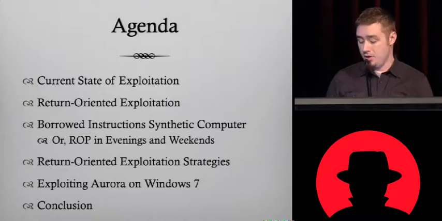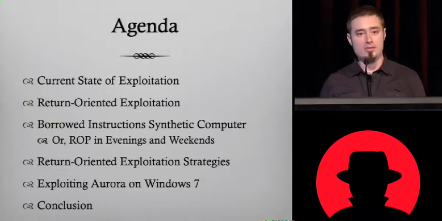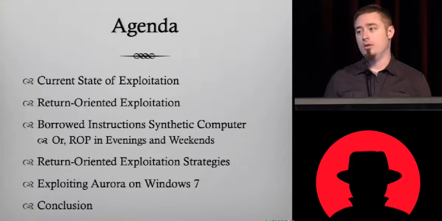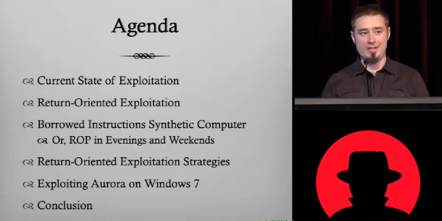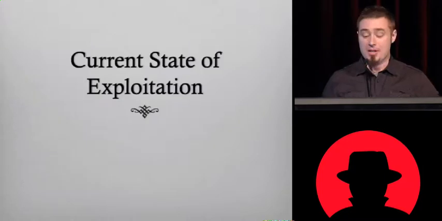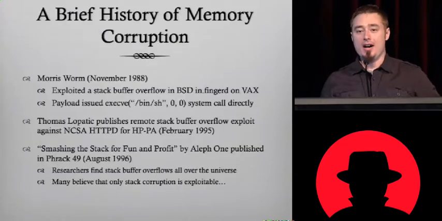And then I talk about how you can use this to exploit Aurora on Windows 7, and I'll do the obligatory demo where I will show a web browser, click a button, everyone sees a calculator, and we clap. So we're all on the same page with that? Cool. And then I'll try and draw some conclusions from that. So where are we today with exploitation?